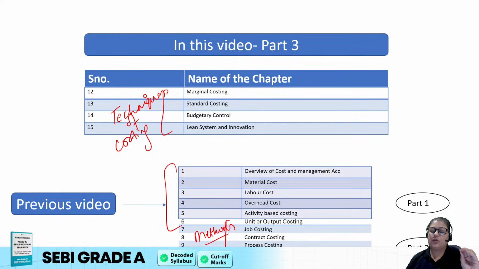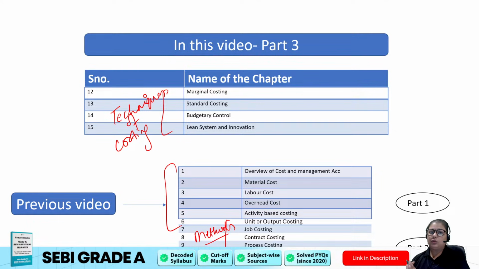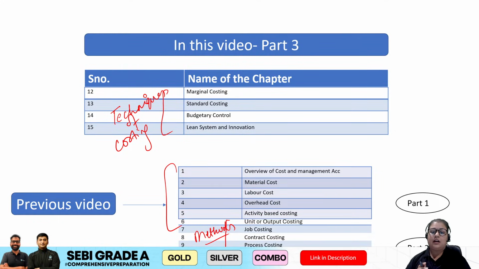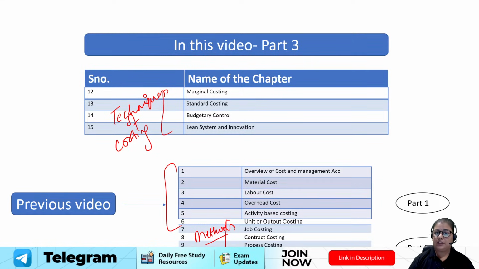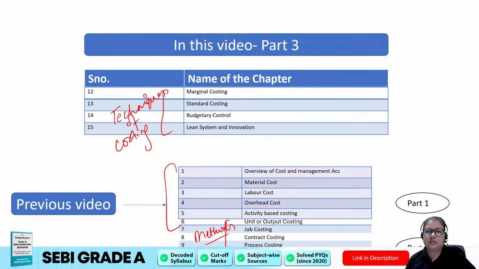But now we are focusing on the techniques of costing, and part 1 and part 2 were relatively easy, but this part 3 comprises of all those questions which are related to previous years, or some questions that I have included that are from previous years also. And lots of questions have been asked from the last 4 chapters in phase 1 and phase 2 of your SEBI Grade A exam. So let us start now with the first question.